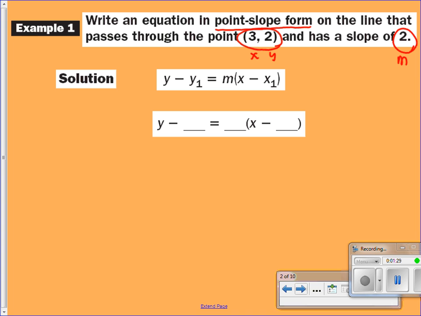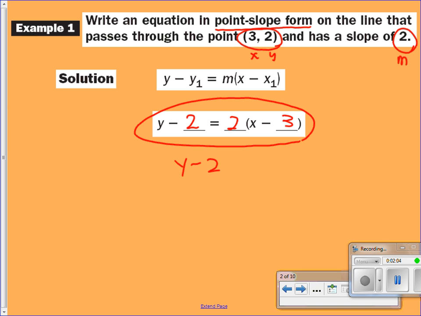There's your m. My point-slope form is the variable y minus the y coordinate. Well, the y coordinate in my ordered pair is 2, so it's y minus 2. And that equals m, the slope, which they told us is 2, times x minus the x coordinate, which is 3. This is your answer. The y minus the y coordinate 2 equals the slope of 2 times x minus the x coordinate, which is 3. That is in point-slope form.